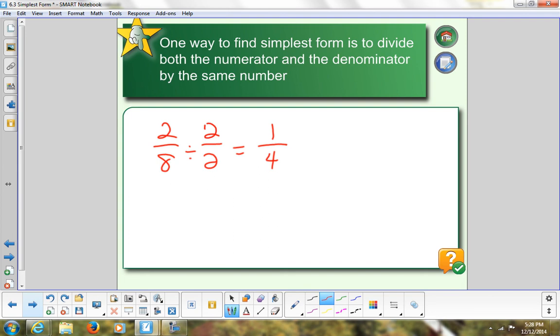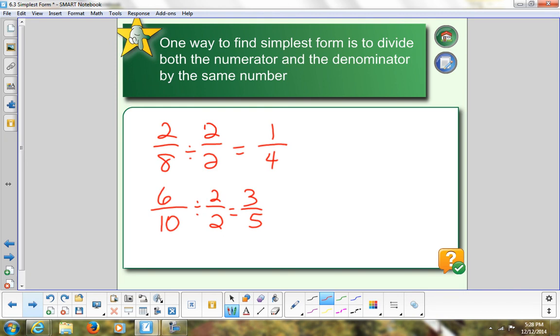Let's practice another one. How about 6/10? Okay, you can always start with 2's and work your way up. So I know I can divide this by 2. 10 divided by 2 is 5. 6 divided by 2 is 3. And I can't divide anything into 3 and 5. I can't divide 2 into 3 or 5. And 3 does not go into 5. So 3/5 is our smallest.